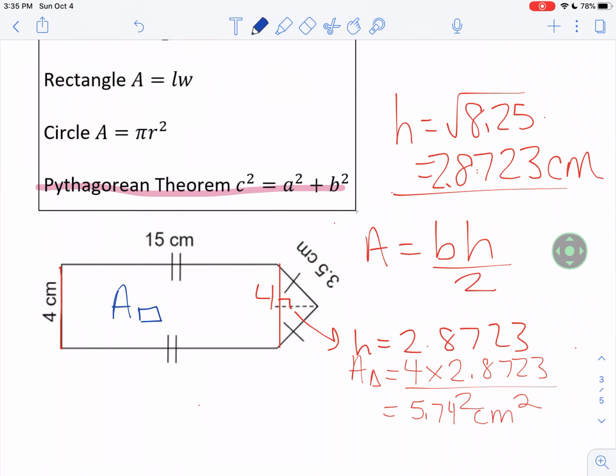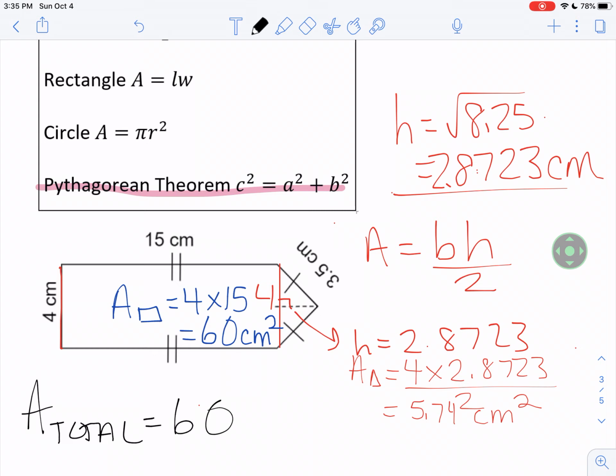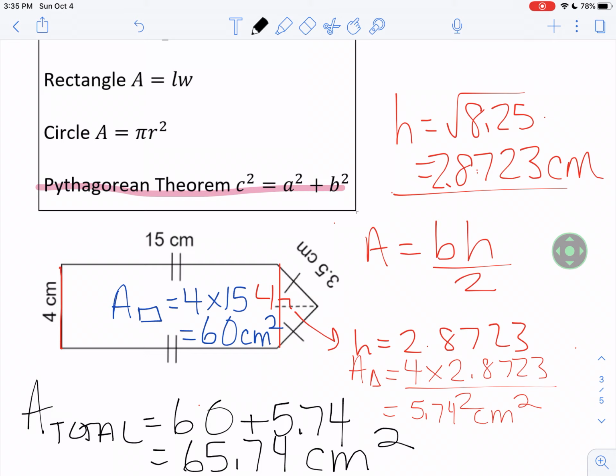And then with a different color, we're going to find the area of the rectangle, which will be a little bit easier. It's just 4 times 15. 15 times 2 is 30. Times 2 again is 60. So 4 times 15 is 60 centimeters squared. And our total by addition, our total area is going to be equal to 60, the area of the rectangle, plus the area of the triangle. So we end up with 65.74 centimeters squared.